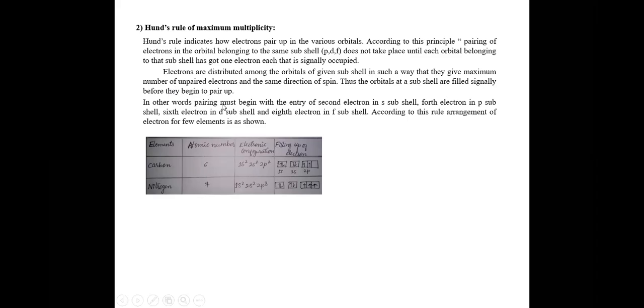In other words, pairing must begin with the entry of the second electron in an s subshell. That is, see here, this is an s subshell.